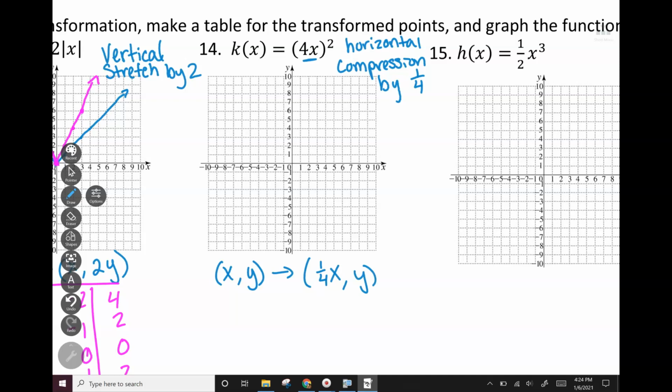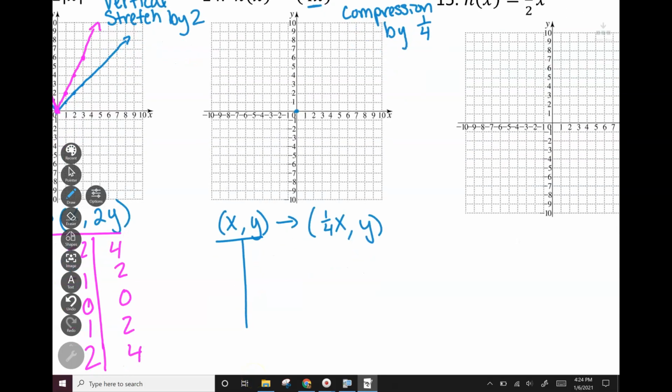All right, so the parent function for the quadratic. You could draw your table out here if that helps you. Let's see, that would be -2. -2 squared is 4. -1 squared is 1. 0 squared is 0. And so on. Multiplying each x value by 1/4, it's going to give me some fractions. My y values are not going to change.